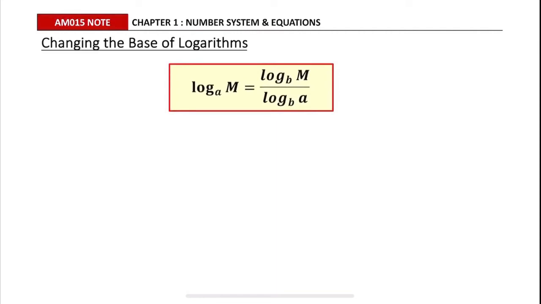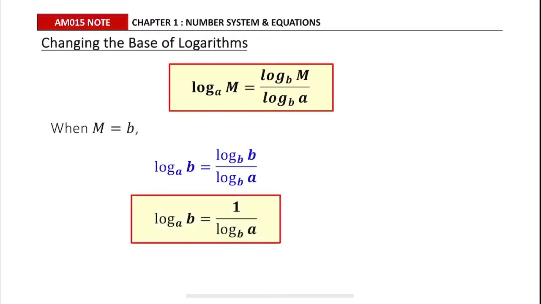In a special case, when we substitute m with b, the formula will become like this. We know that log base b of b is equal to 1, so we get this new formula. This means that when we want to change the base of logarithm to be the same as the argument, then the numerator must be 1.